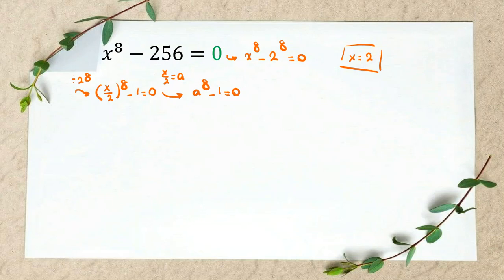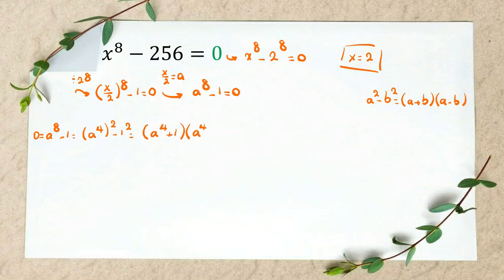We know, for example, if we have a squared minus b squared, you can write it as a plus b times a minus b. Now here, a to the 8 minus 1 equal to 0 you can write as a to the 4 squared minus 1 squared. So it will be a to the 4 plus 1 times a to the 4 minus 1.